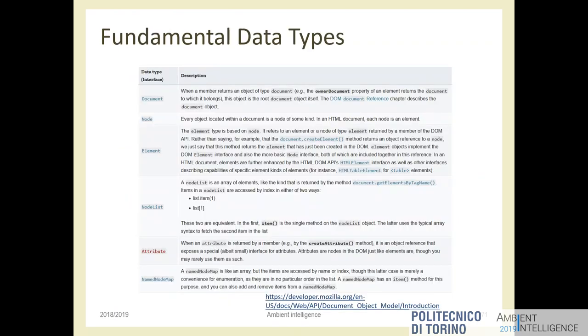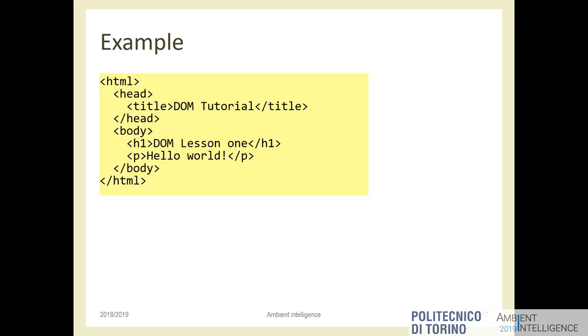So this slide describes all the important data types in the DOM. Document represents the whole document, so the whole page. Element and attribute represent the parts of the page. Node is a superclass of element and attribute. Node list represents a list of elements or a list of attributes. When we want to get all the attributes of an element, they will be returned as a node list. And these are the most important types of objects.